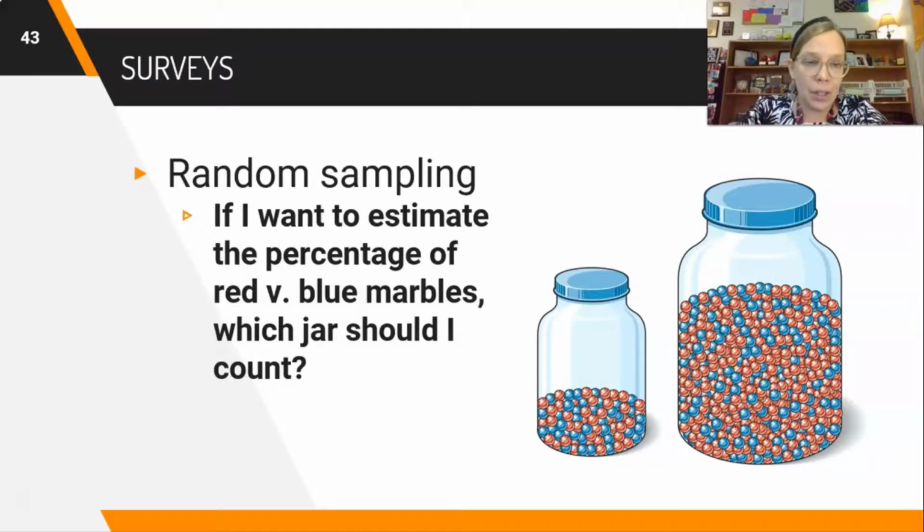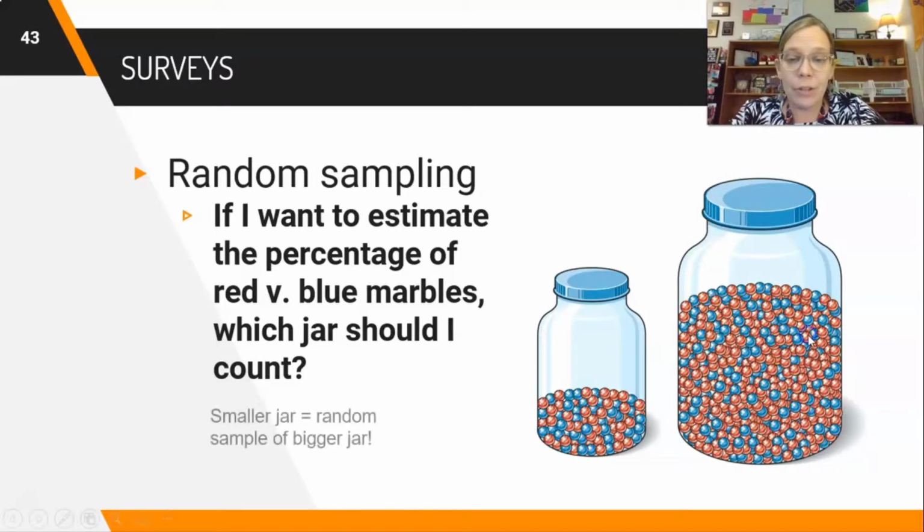Going back to what I was saying about needing to have a random sample, if you want to estimate in these jars the percentage of red versus blue marbles, which jar should you count? So think about it for a second. The left or the right? Okay, so did you choose the smaller jar or the larger jar? The smart thing to do would be to count the smaller jar. Why? Because it's just a random sample of the bigger jar.